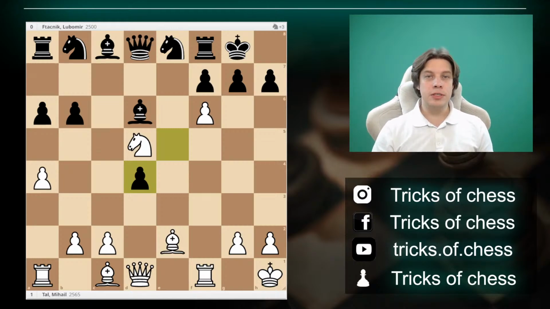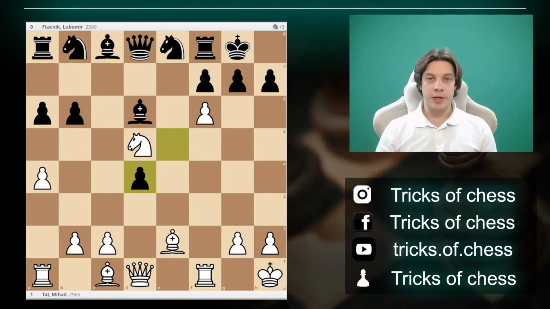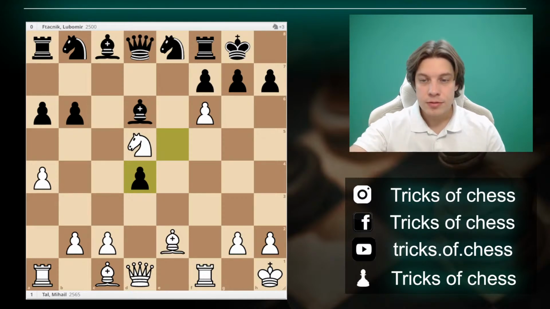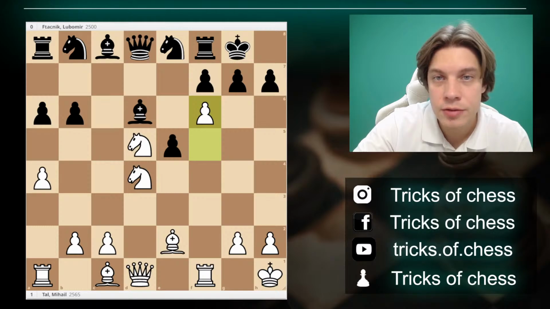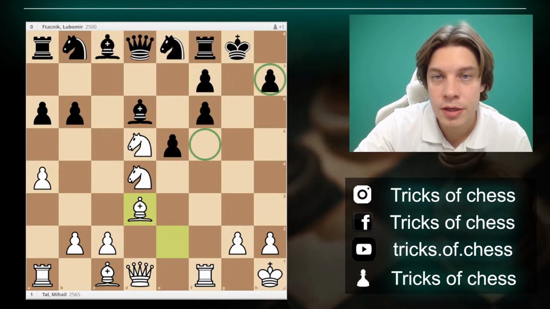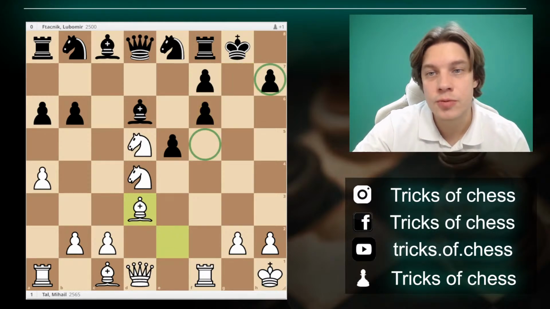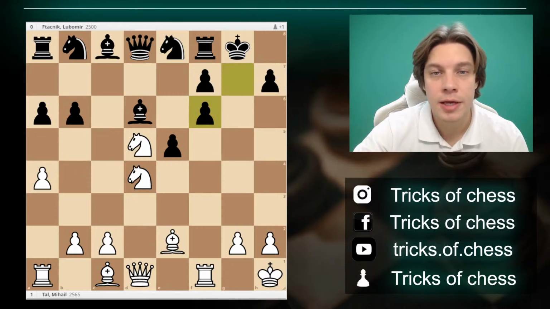Also, you may notice the weakness of the complex of squares around the king, and if you can take advantage of these weaknesses, then you may initiate the attack as well. For example, here in case of g takes f6 after bishop d3, the complex of light squares is weakened, and there are a lot of mating motifs you can apply.